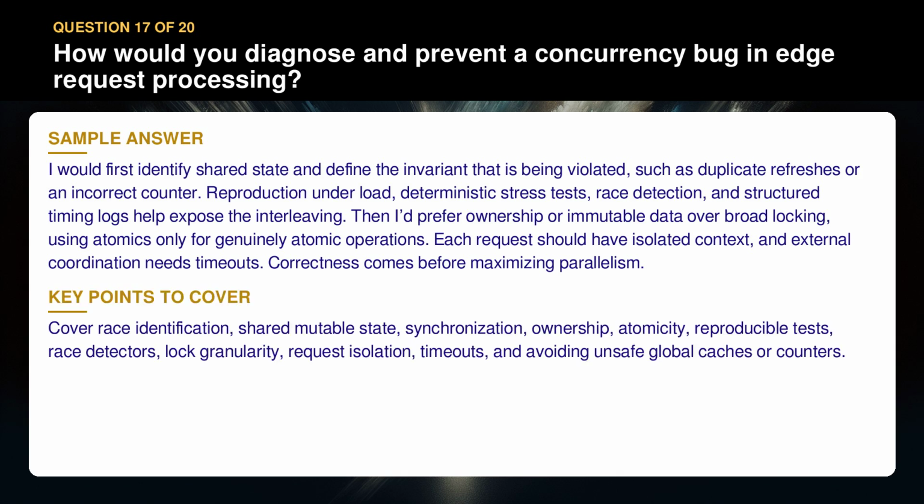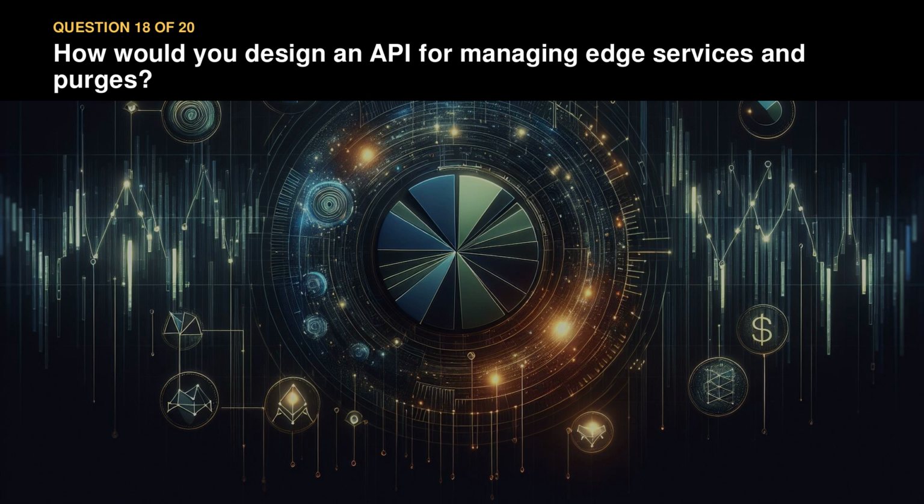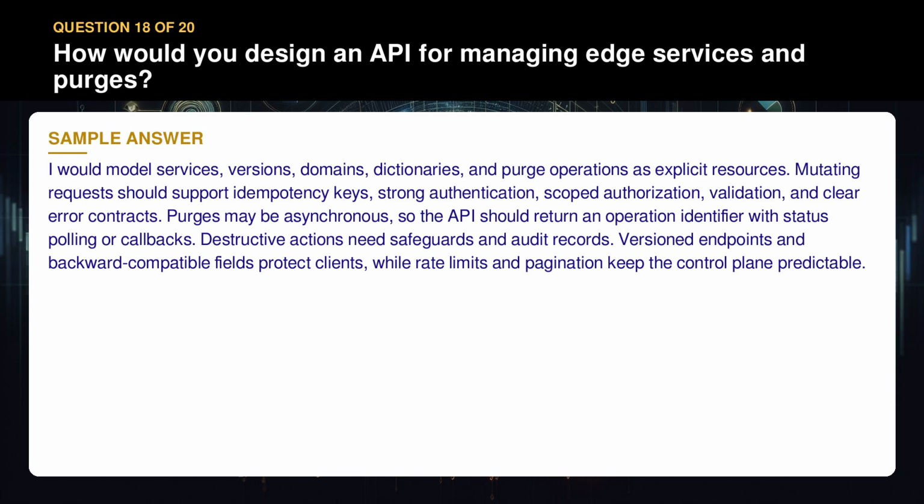Correctness comes before maximizing parallelism. Cover race identification, shared mutable state, synchronization, ownership, atomicity, reproducible tests, race detectors, lock granularity, request isolation, timeouts, and avoiding unsafe global caches or counters. Question 18. How would you design an API for managing edge services and purges? I would model services, versions, domains, dictionaries, and purge operations as explicit resources. Mutating requests should support idempotency keys, strong authentication, scoped authorization, validation, and clear error contracts.